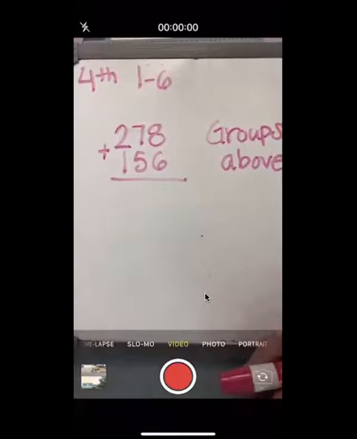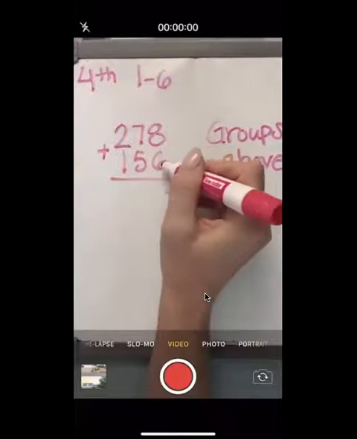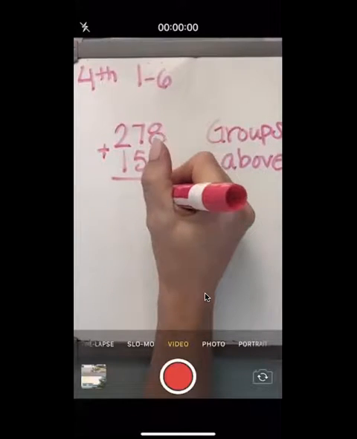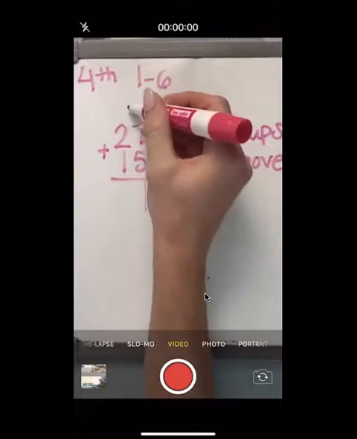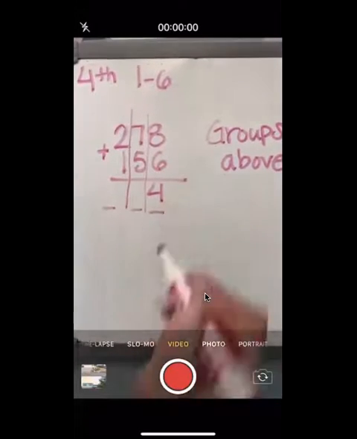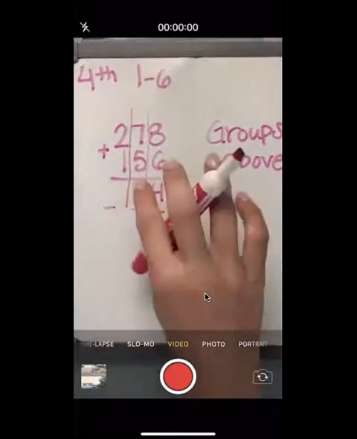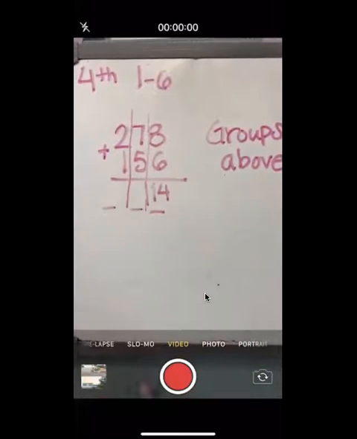So groups above, we're going to start in our right hand in the smallest place value, the ones, just like you're used to. So I would start here, 8 plus 6 is 14. I'm going to go back to the old school lines here. I know that there's only one number per place value. I could never put 14 here because there is one number per place value.